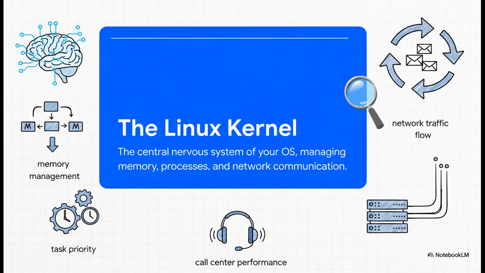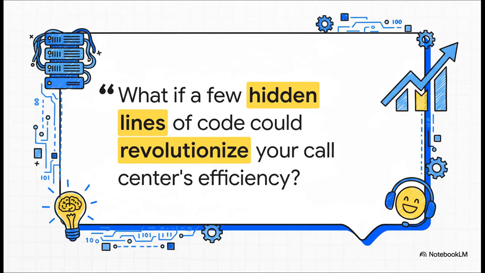So what is the kernel really? The easiest way to think about it is like the central nervous system for your server. It's this core piece of software that manages literally everything: how memory gets used, which tasks get priority, and, most important for us, how all that network traffic flows in and out. And this really gets to the heart of it, right? We're not talking about some massive, expensive project. We're talking about making small, surgical changes. Just imagine, what if a few tweaks in a configuration file could completely revolutionize how your call center runs?